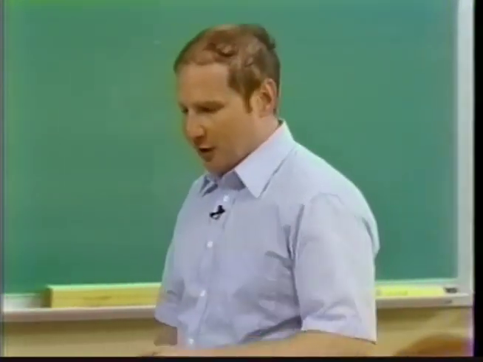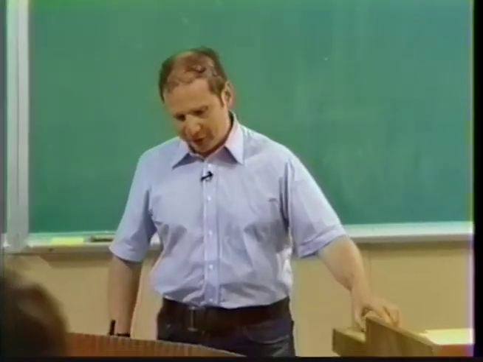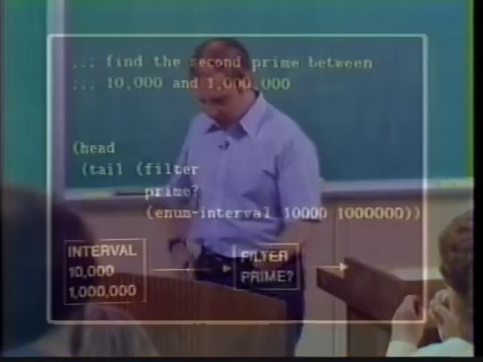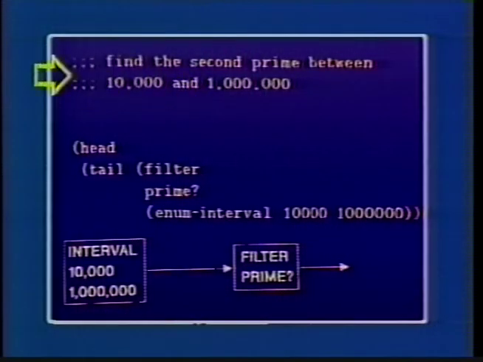Let's think about the following problem. Suppose I tell you to find the second prime between 10,000 and 1,000,000. Or if your computer's larger, between 10,000 and 100 billion or something. And you say, oh, that's easy. I can do that with a stream. All I do is I enumerate the interval from 10,000 to a million. So I get all those integers from 10,000 to a million. I filter them for primeness. So test all of them and see if they're prime. And I take the second element. That's the head of the tail.